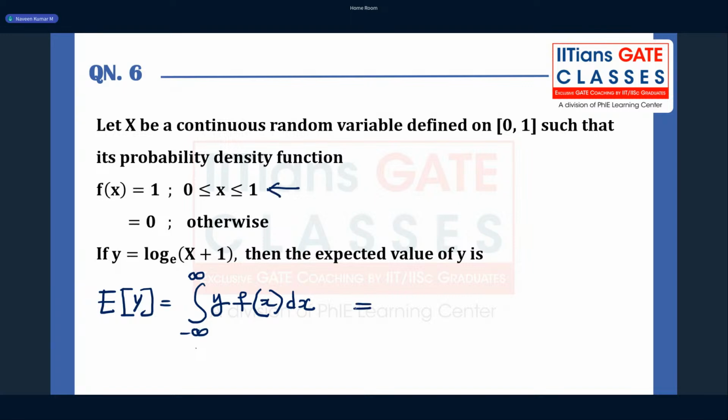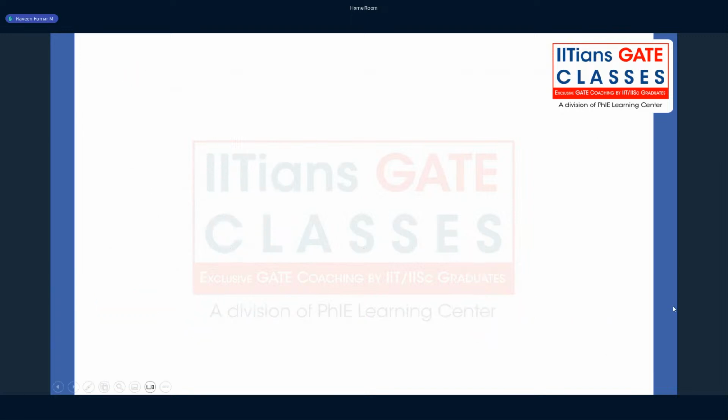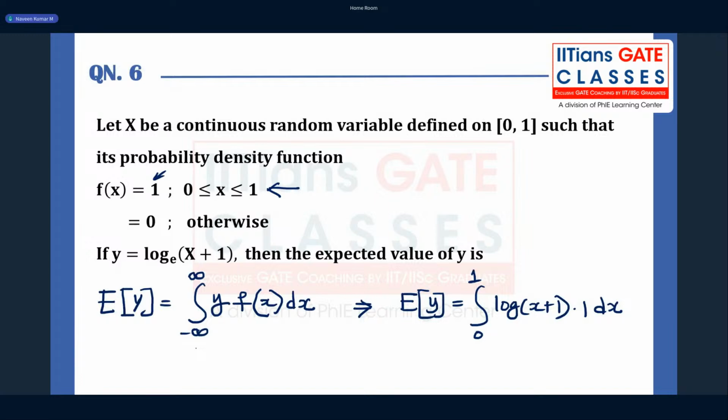So I can convert this as expectation of y is equal to the integral from 0 to 1, because the rest are zeros, we know that. And what is the value of y? y is log of x plus 1, right? And what is the value of f of x? That is 1 here. So directly substitute into 1 dx. A simple question again, just try to integrate this, you'll get the expected value of y.